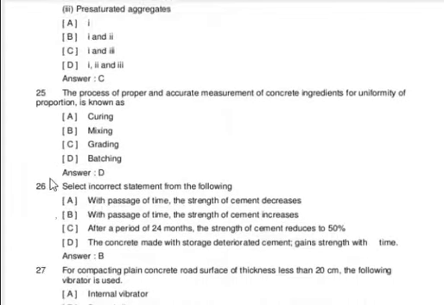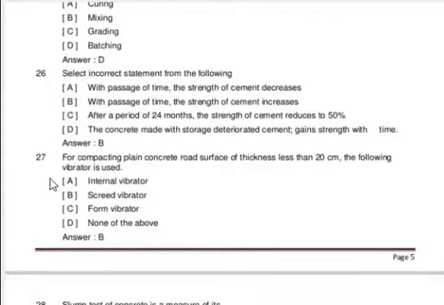Now next question, 26. Select the incorrect statement from the following. With the passage of time, the strength of cement decreases. With passage of time, the strength of cement increases. After a period of 24 months, the strength of cement is reduced to 50%. The concrete made with strong deteriorated cement gains the strength with time. The answer is B. With the passage of time, the strength of the cement increases.